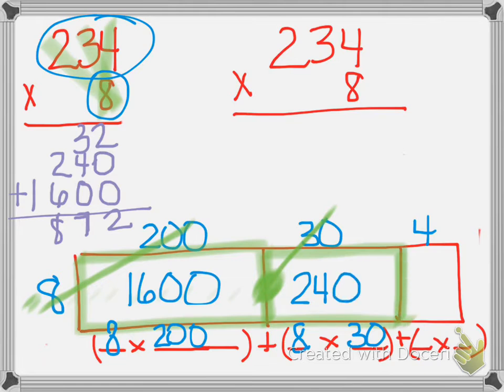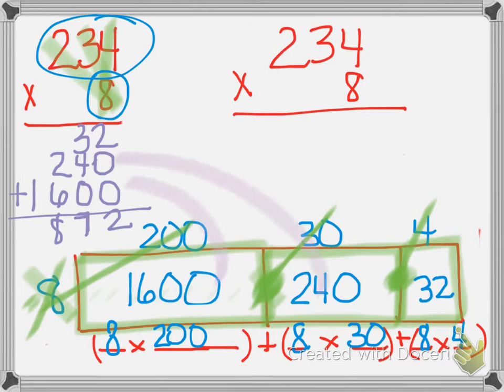And finally, let's find the area of the ones rectangle. Well, you know area, again, is length times width, and this length is the same as this length, which is the same as this length. So the length is 8, and the width is 4. 8 times 4 is 32. The area of the ones rectangle is 32. Now, did you notice that these partial products match the partial products I found up here? So the area model is another way to find the partial products when multiplying.